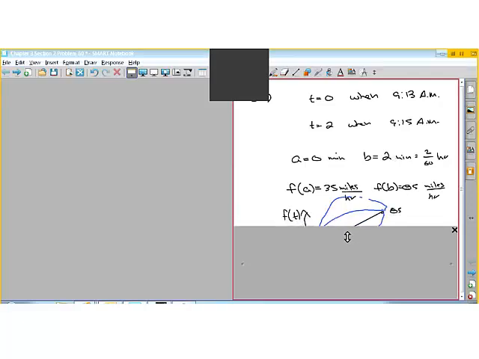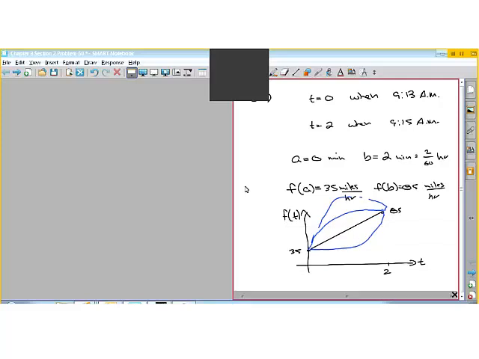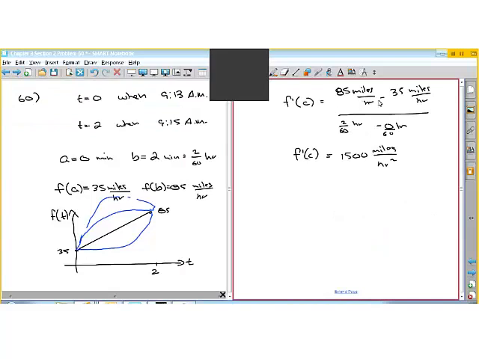get a number, and I don't know where my number is. Oh, here it is. So you take that and you get 1,500 miles per hour. Not sure why I have this, miles per hour squared. And so that's the average slope between these two. And it's saying here, prove that at some time during the 2-minute interval, the car's acceleration is exactly 1,500 miles per hour squared. So this is the average value.